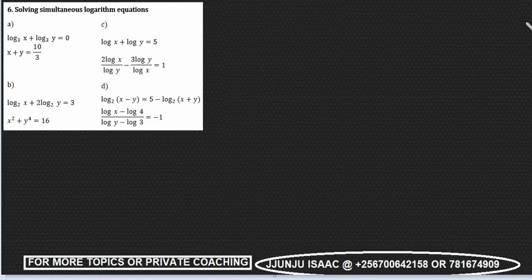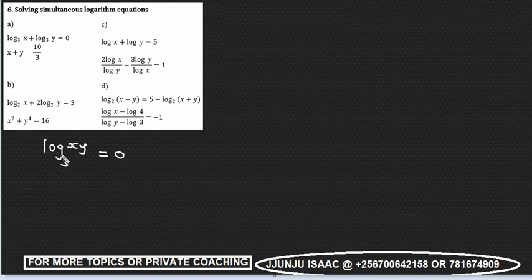So we are looking at logarithm, and this time around we are solving simultaneous logarithmic equations. So we have 5 questions here. We need to find the value of x and y in the pair of these equations, solving simultaneously. So in this first one, we will see log base 3 and even log base 3, but there is a plus, so we can write log xy, we multiply, base 3 equal to 0.